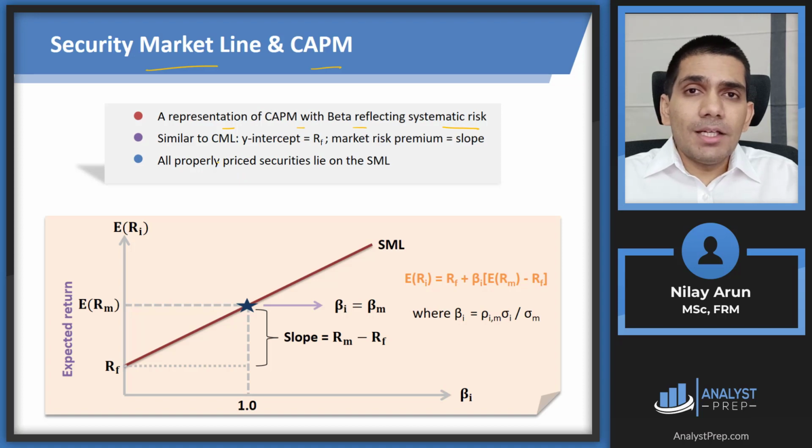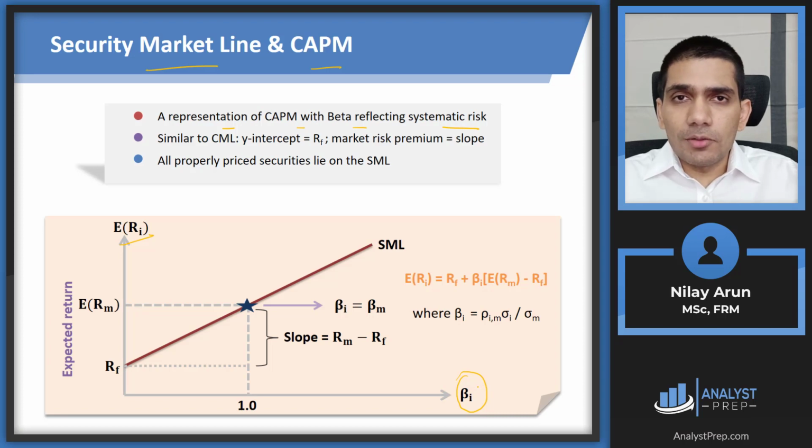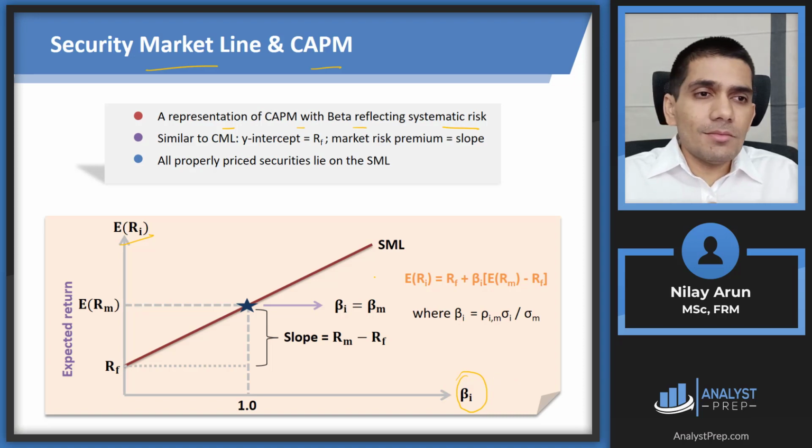Now, what is the similarity to CML? If you look at the space, you still have expected return on the y-axis. However, on the x-axis, we don't have the standard deviation anymore. We are only including the systematic risk, which is being measured using the beta of the portfolio. So instead of using total risk, we are using a narrower definition, which is only the systematic risk, because we are getting rewarded for the systematic risk part, not the total risk.